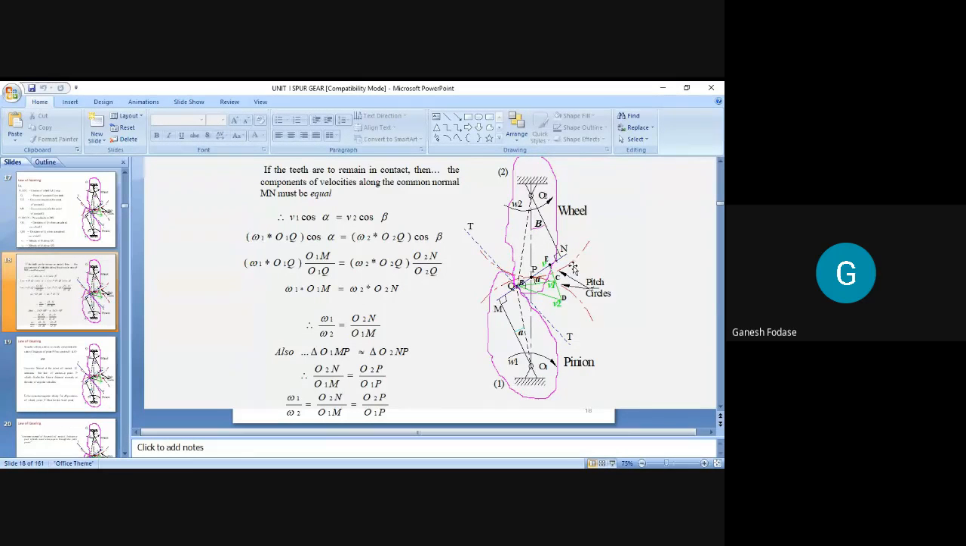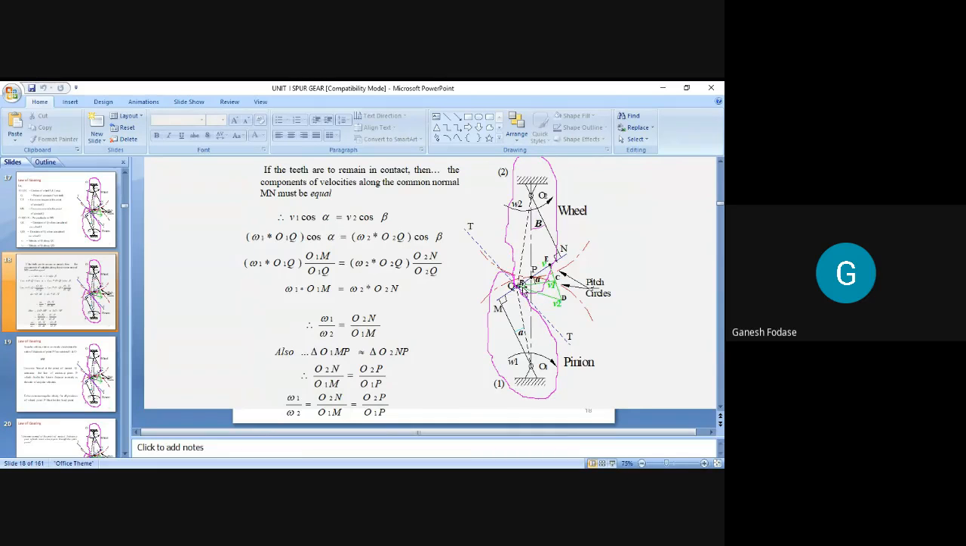Similarly, the normal to the common normal through the center of rotation of the first gear is O1m. So O1m and O2n are the normals drawn to the common normal. And as it is equal to O2p upon O1p, as p is a fixed point, this ratio is constant, which means we can also prove that omega 1 upon omega 2 also remains constant. So we finally proved how this angular velocity ratio is constant, but only when this common normal passes through the pitch point.